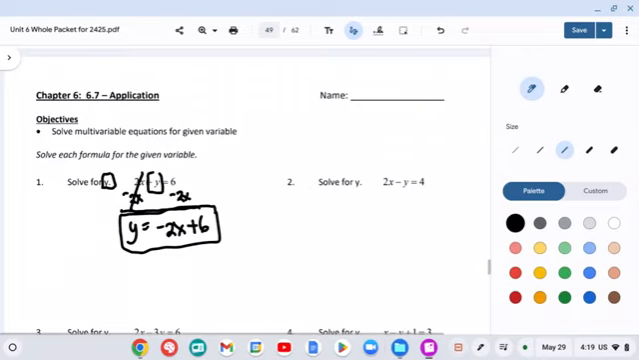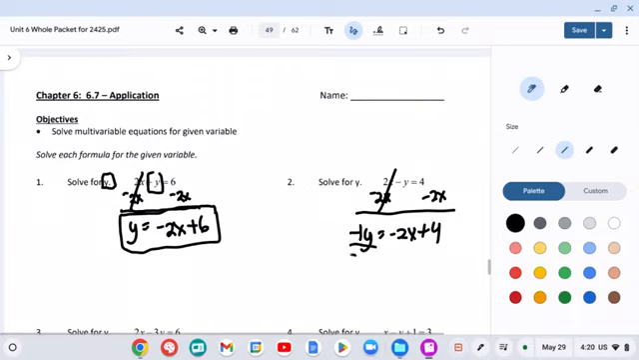The next one, a little bit more difficult, almost the same, but a little bit more. We'd still subtract the 2x over, and they would cancel, the 2x would cancel. I'm left with negative y equals negative 2x plus 4. But in this case, we still have a negative attached to the y. That means that there's a 1 out front.